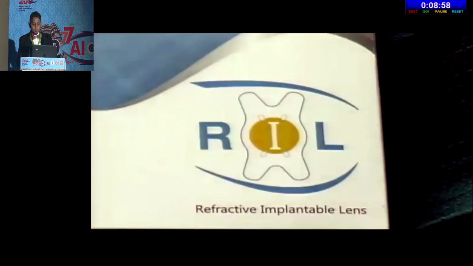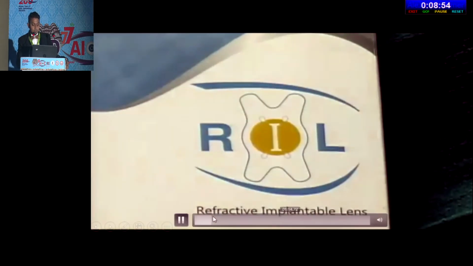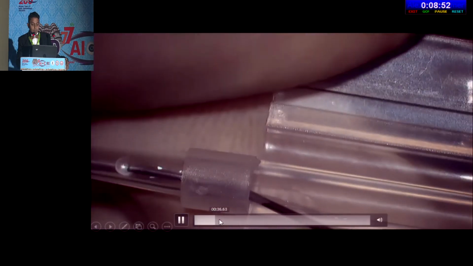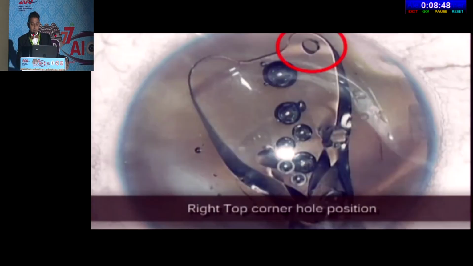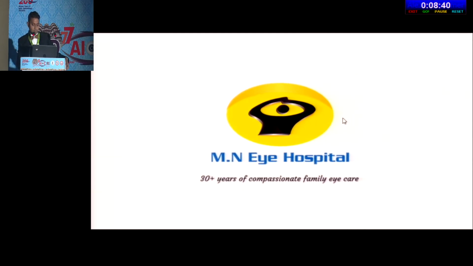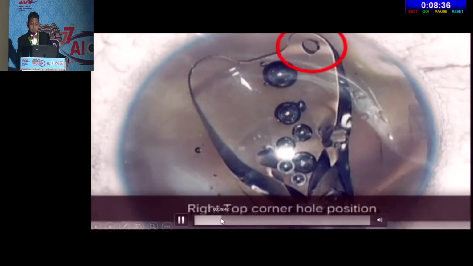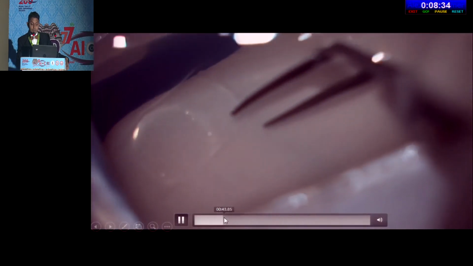Knowing which side is anterior will be very easy because of the curvature. Fill it and always make sure that the hole is in the top right and bottom left. What happened? Why didn't it go back? Yeah, so it should be in the top right and the bottom left.